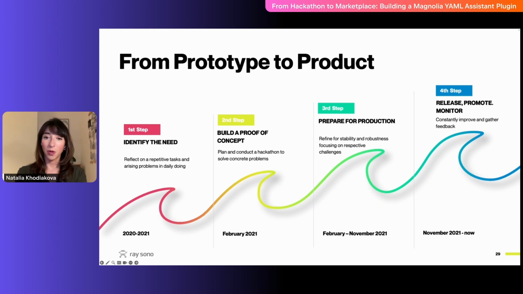From there, we focused on refining the prototype, making sure it was stable, robust, and ready for the real world. This involved tackling technical challenges head-on, improving the core features, and ensuring that the plugin met our quality standards. It was an iterative process with constant tweaks and enhancements to get it right.